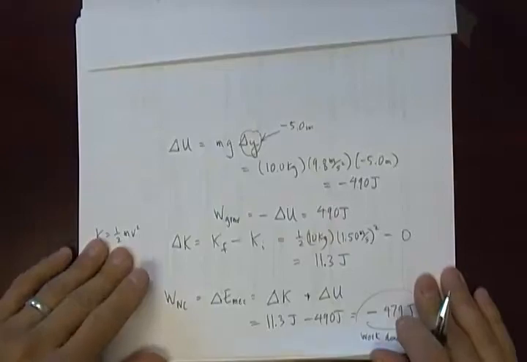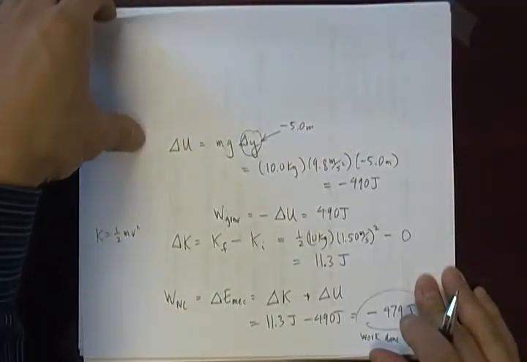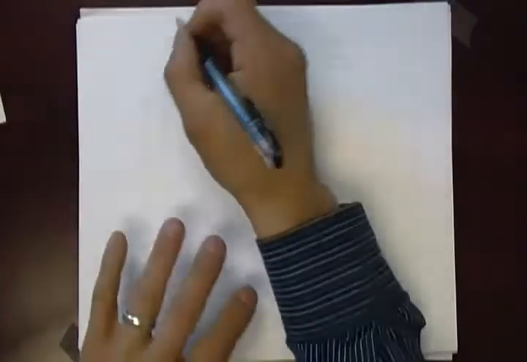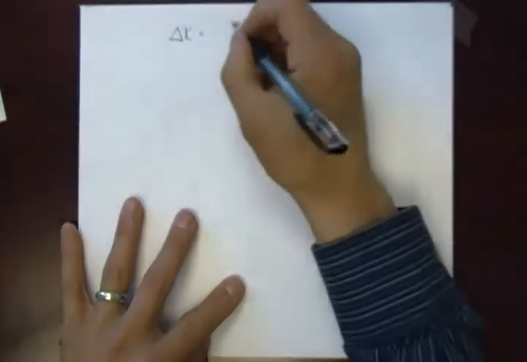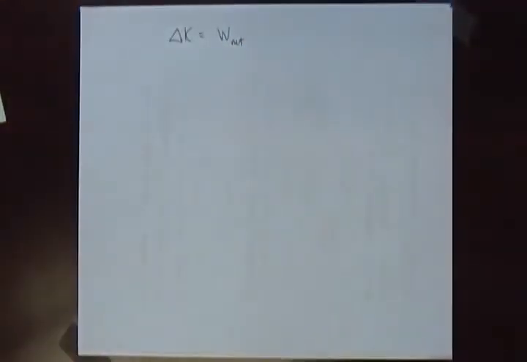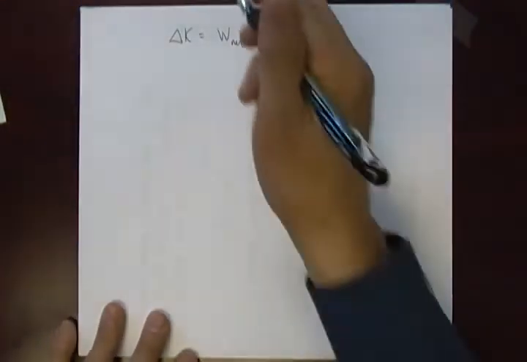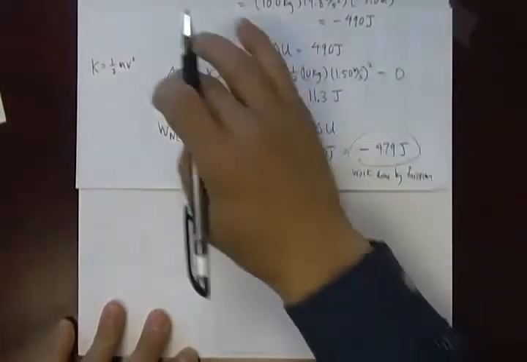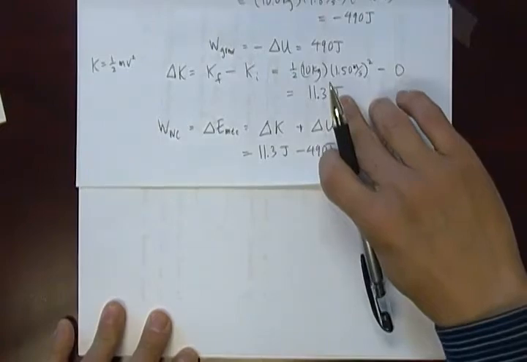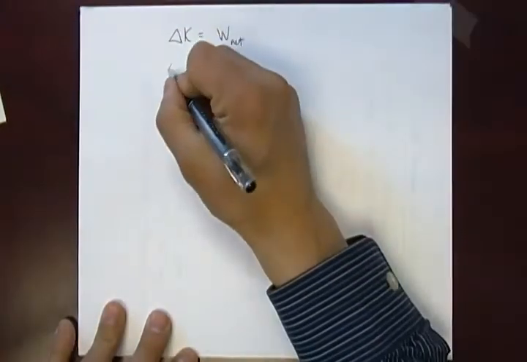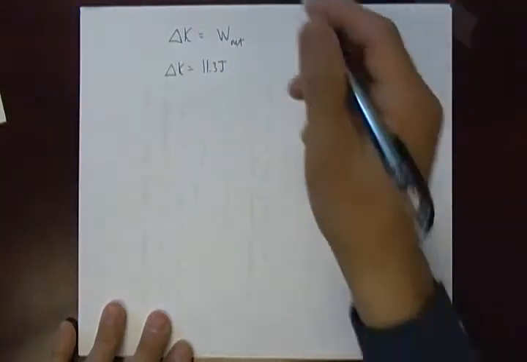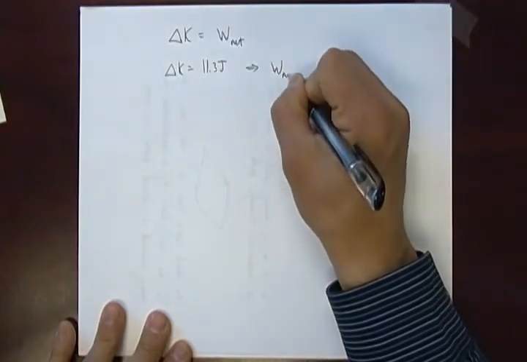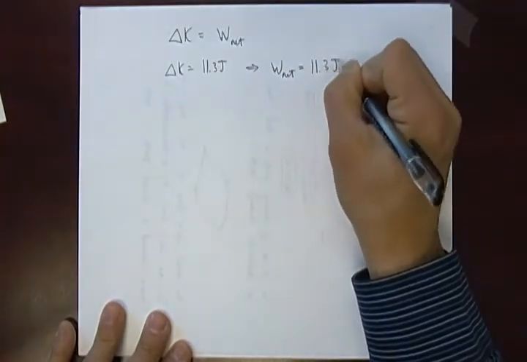I promised that I would also do this problem using the work energy principle, just to show you it can be done that way. The work energy principle says the change in the kinetic energy is just the work done by all the forces together, W net. We don't have to repeat calculating the change in the kinetic energy. It's 11.3 joules, the same as before. So the work done by the net force is equal to 11.3 joules.